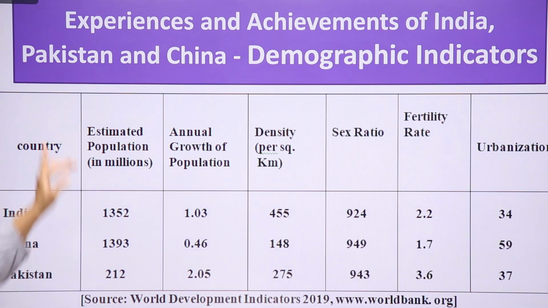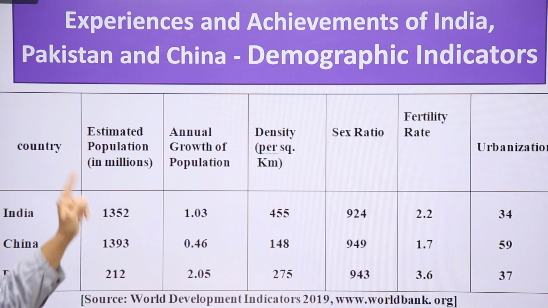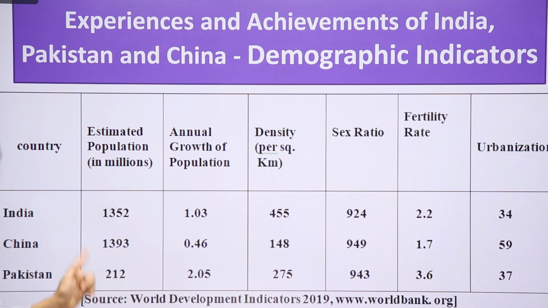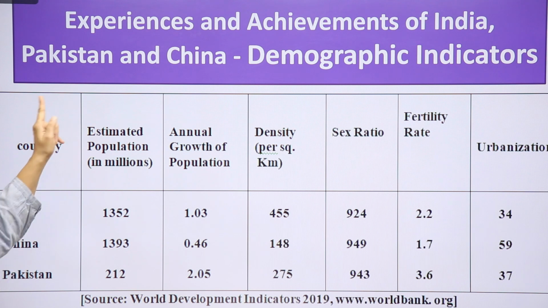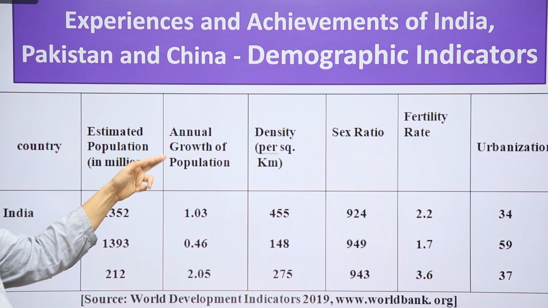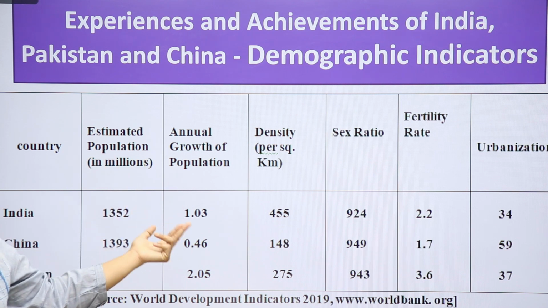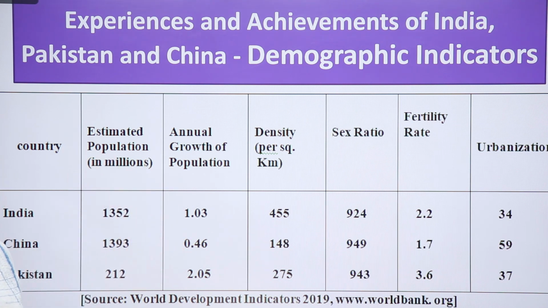First of all, we will discuss experiences and achievements of India, Pakistan and China regarding demographic indicators. What are they? These are the indicators which tell you about population, what is the population of any country, then annual growth of population, density per square kilometer, sex ratio, fertility rate and urbanization. So let's discuss them in detail with the data.